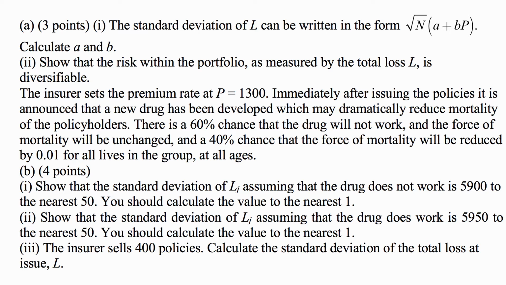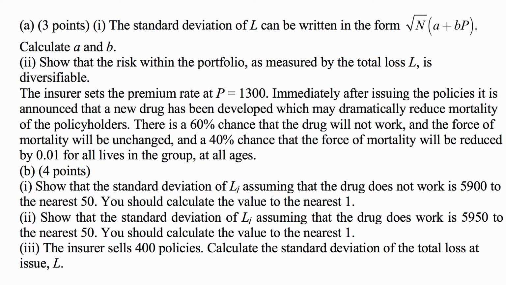Immediately after issuing the policies, it is announced that a new drug has been developed which may dramatically reduce mortality of the policyholders. There is a 60% chance that the drug will not work and the force of mortality will be unchanged, and a 40% chance that the force of mortality will be reduced by 0.01 for all lives in the group at all ages. Now, notice this is very important: the randomness is not at the level of each individual, but either the drug doesn't work for everybody or it works for everybody. It's not that it may work for one person and not work for another. It either works or it doesn't work for everybody.